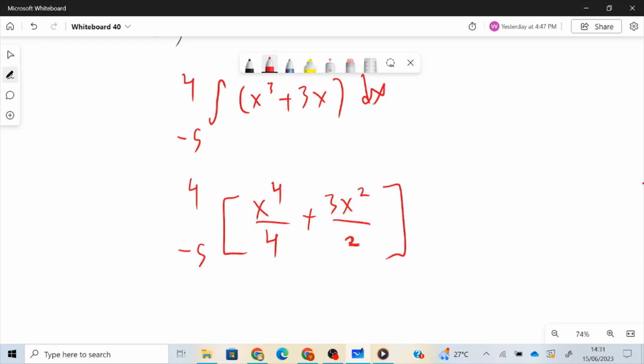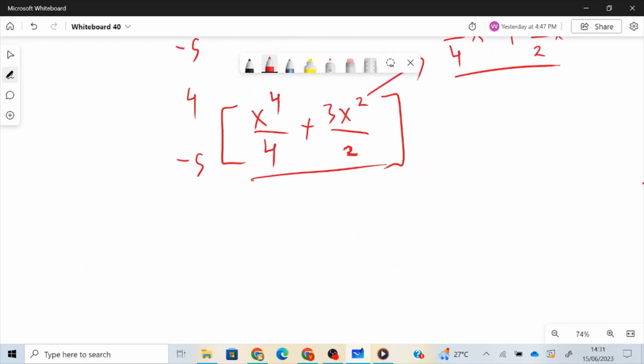Now from here, if you want, you can rewrite this as 1 over 4 x to the power 4 plus 3 over 2 x to the power 2. It is basically the same thing as this. It doesn't really further simplify it, so we can directly go ahead with this.